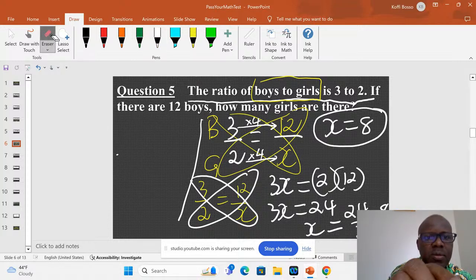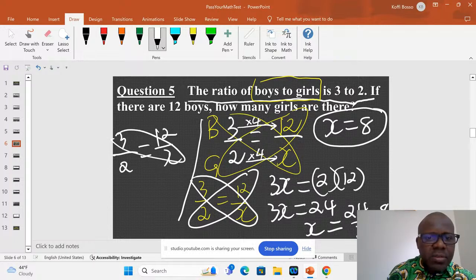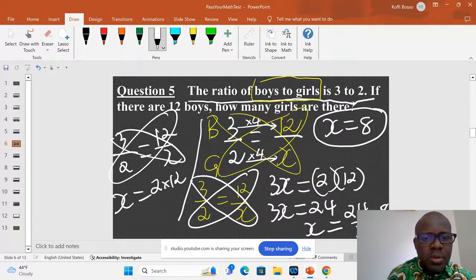So if I have 3 over 2 is equal to 12 over x, and I'm cross multiplying, my x will be 2 multiplied by 12 divided by 3, and that gives you x equals 8, which is 17.